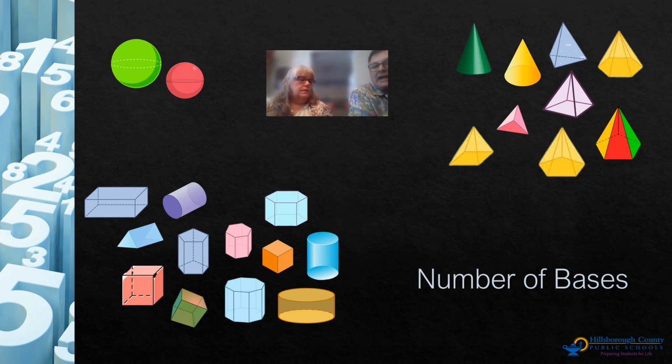And prisms and pyramids are named by the shape of their base. Correct. So if I'm looking at a pyramid that has a pentagon on the bottom, it's a pentagonal pyramid. Or a prism, if it happens to be a prism.